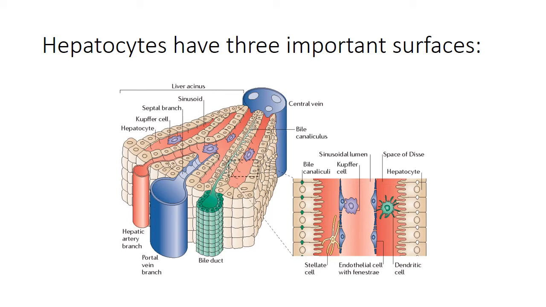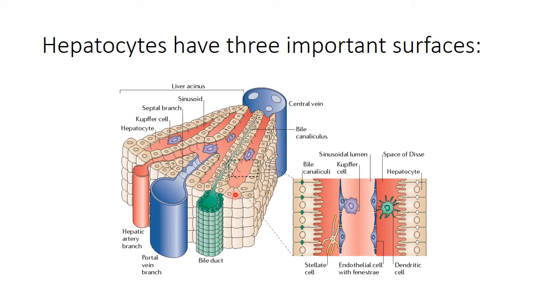The third and the last surface of the hepatocyte is the intercellular surface. And from its name, it's the surface between two adjacent hepatocytes that are not in contact with either sinusoids or bile canaliculi, and it accounts for 15% of the surfaces of the hepatocyte.